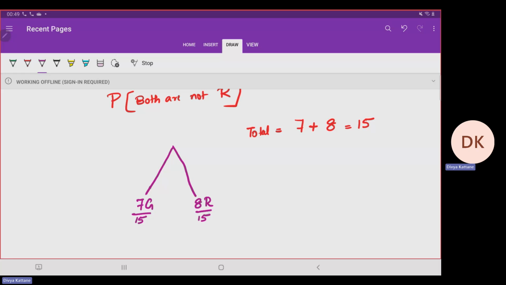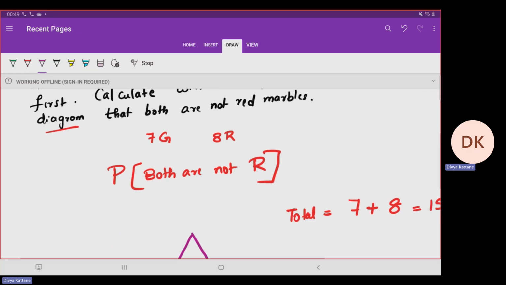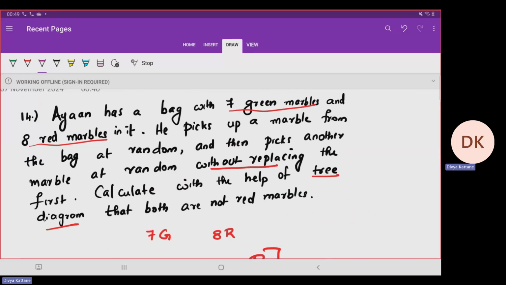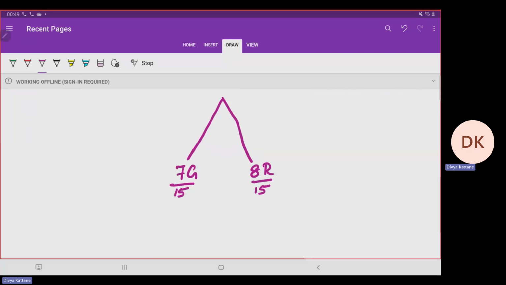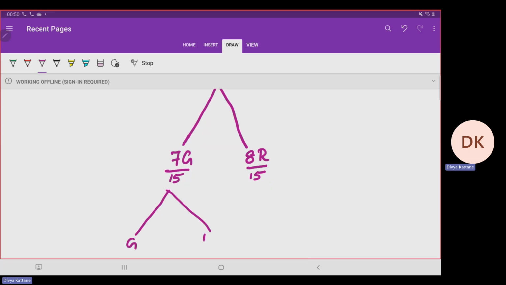Now what does he do? After he chooses one marble, he keeps it with him and he will not keep it back in the bag. So that marble is with him. He again takes one more marble. So second time, either he can get a green or he can get a red. So the first one can be green, second can be green or red. Same way, if the first one is red also, the second one can be a green or a red. These are the possibilities of getting the second time.